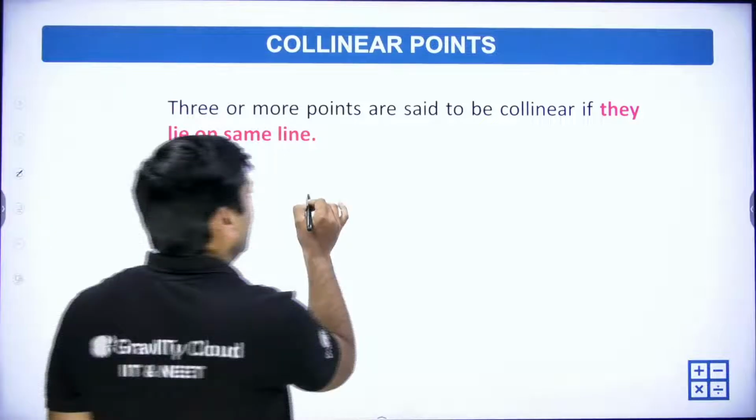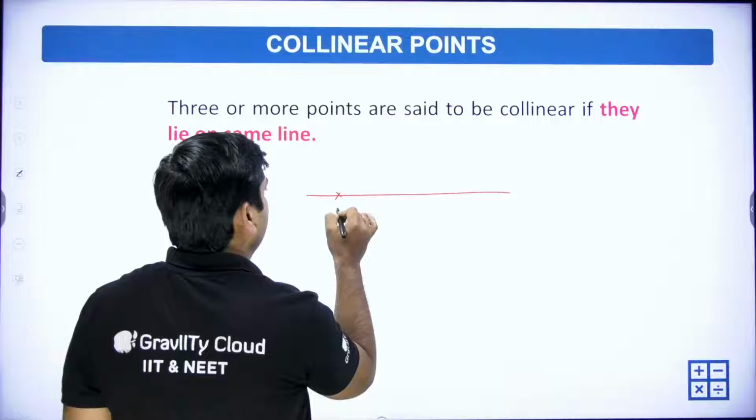For example, I have a line like this. Let's say this is point A, this is point B, this is point C. The points A, B, C are here. Three or more points are said to be collinear if they lie on the same line. They lie on the same line, right? So all these three points are collinear.